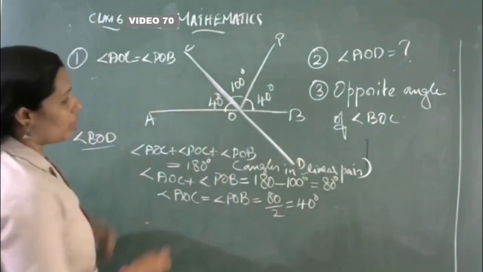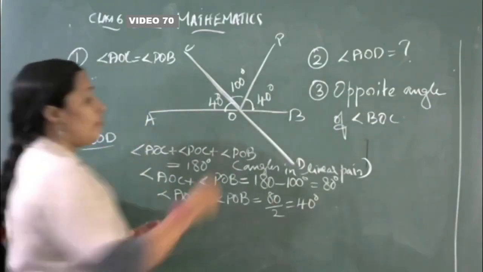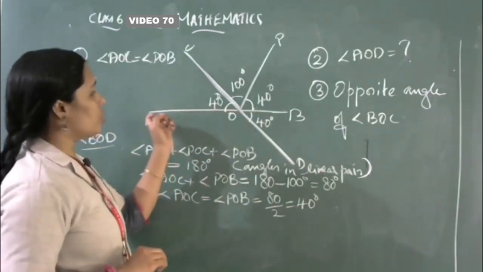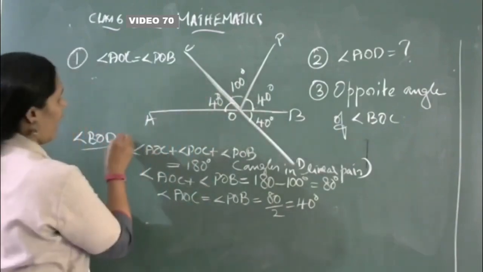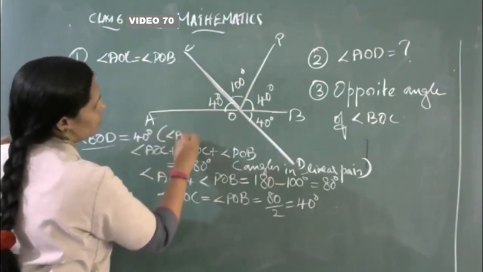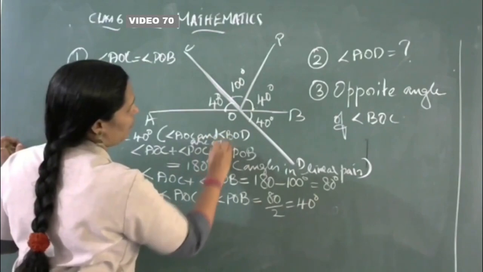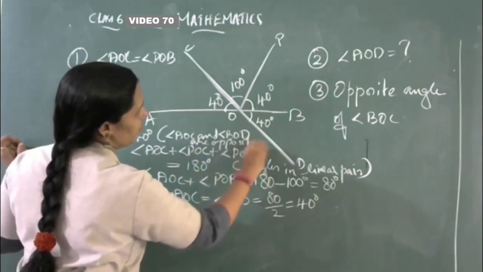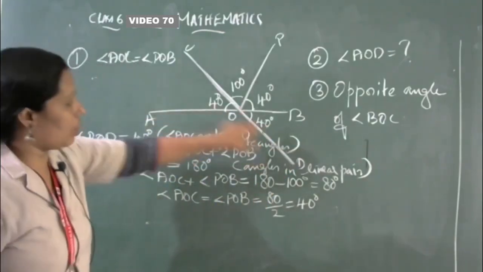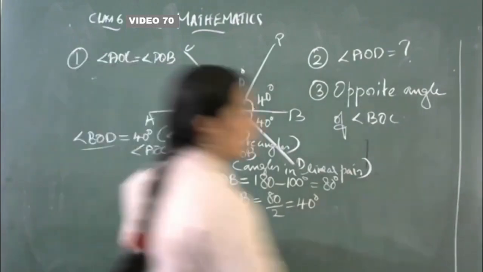Now we have to find the measure of angle BOD. What will be the angle BOD? Yes, it is 40 degree. Why? How we are getting this is 40 degree? Yes, this is the angle opposite to angle AOC. So we can write angle BOD is equal to 40 degree, because angle AOC and angle BOD are opposite angles. Okay, so angle BOD is equal to 40 degree because this angle is opposite to angle AOC. Understood?